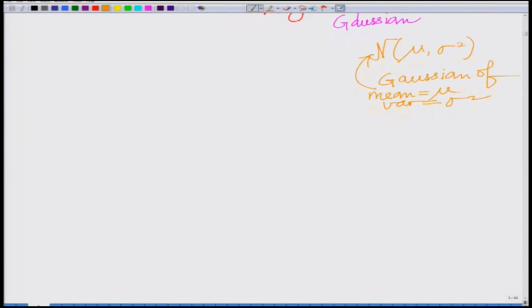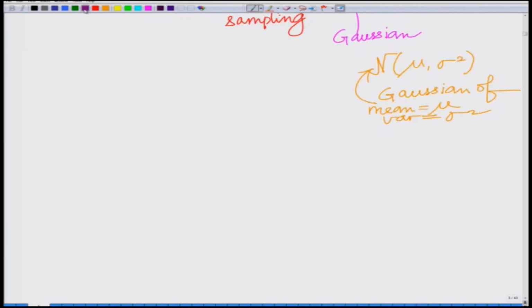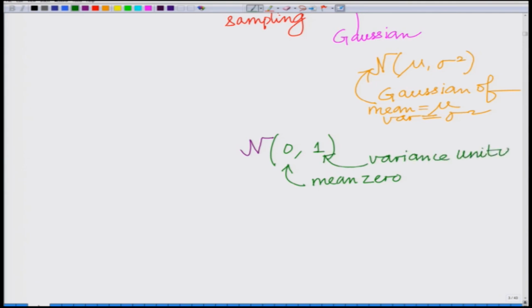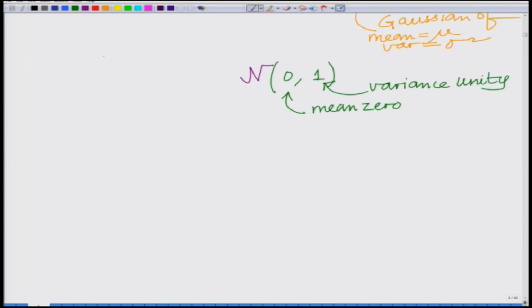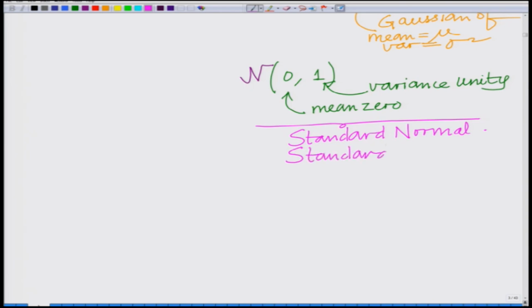And now, more importantly, the other thing that one can also note here, as an aside, is that if I have a Gaussian random variable with mean equal to 0 and variance unity, such a Gaussian random variable is known as a standard normal or standard Gaussian random variable.